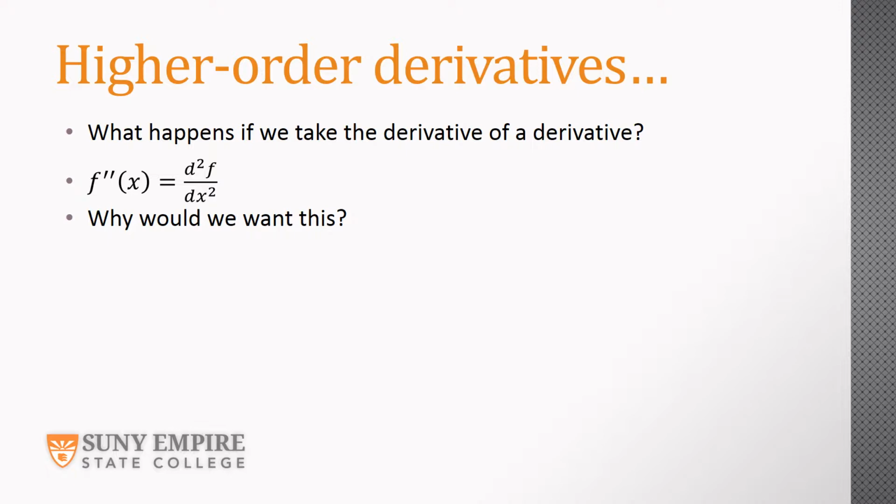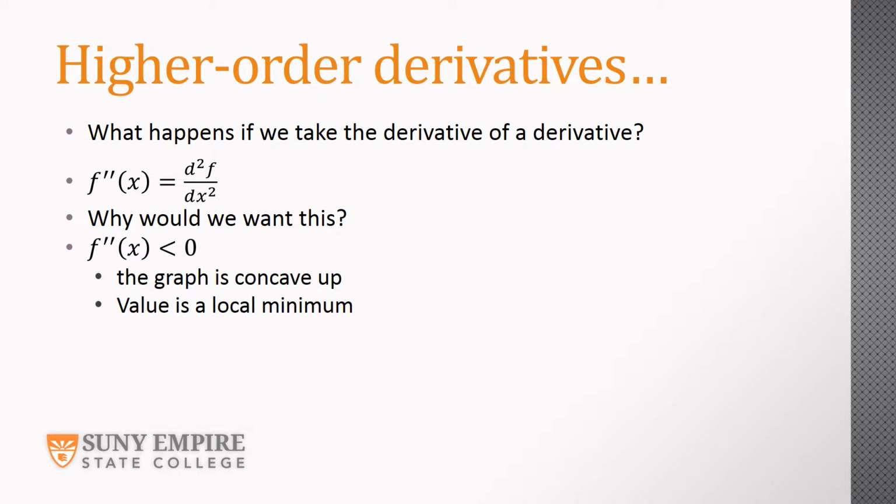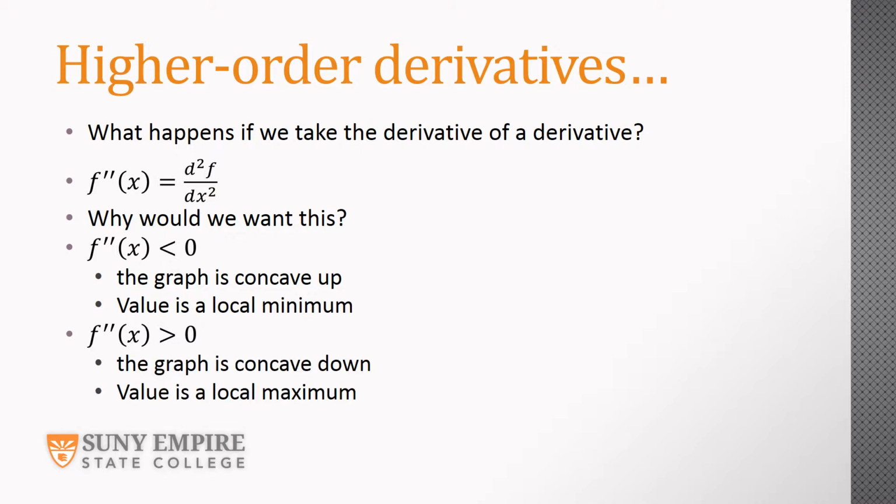Actually, quite a bit. Suppose we found values where the derivative is zero. We can check that value in the function defined by the second derivative to determine if that amount is positive or negative. If the second derivative is negative, then the graph at that point is concave up, which means that the turning point is a local minimum. If the second derivative is positive, the graph is concave down, and the graph has a local maximum at that point.